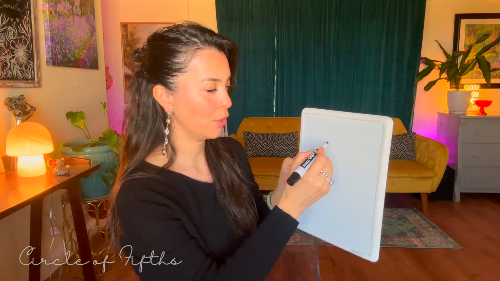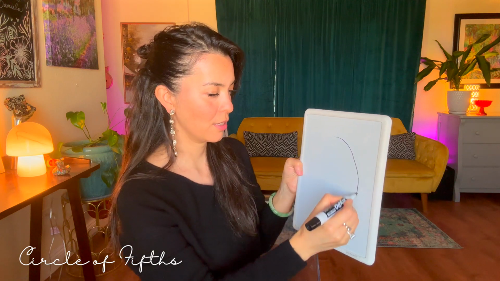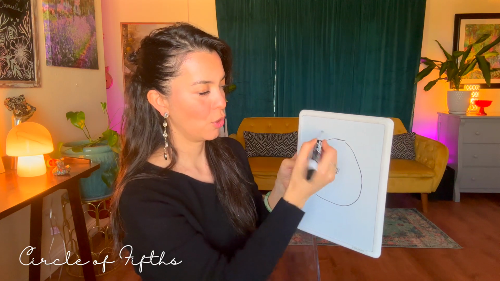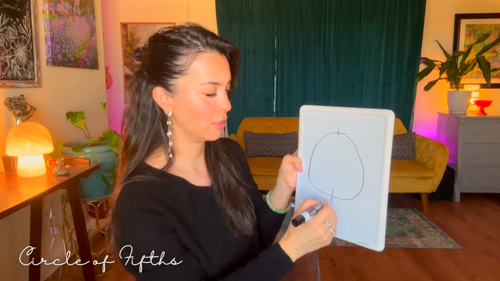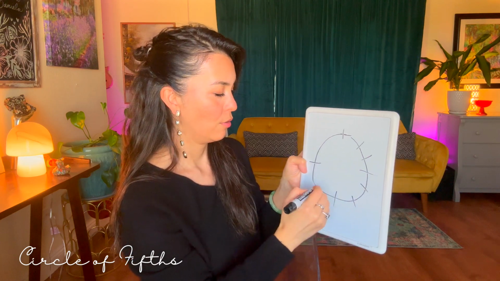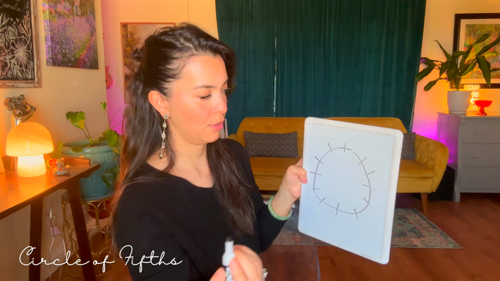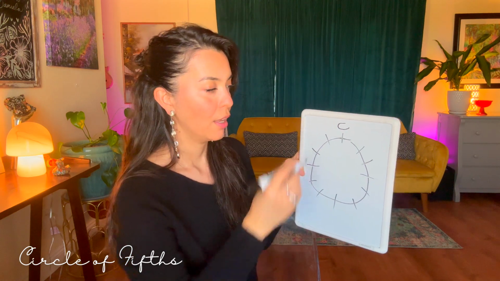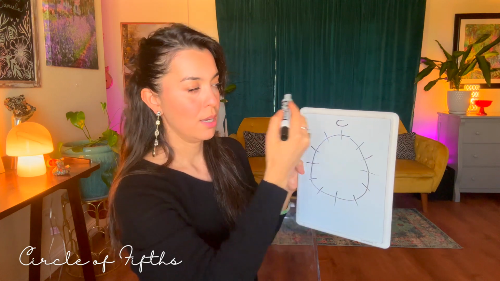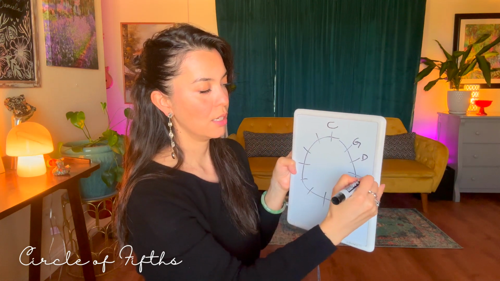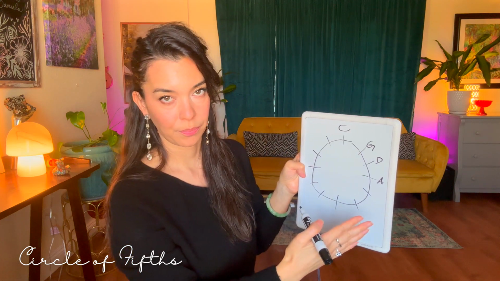When we go to our circle of fifths, and we draw a circle of fifths, go ahead and draw it like a clock, like 12 o'clock, 6 o'clock, 3, 9, and then 1, 2, 4, 5, so on and so forth. Our first scale was C, right? Going clockwise, it's C, then G, then D, A, so on and so forth.